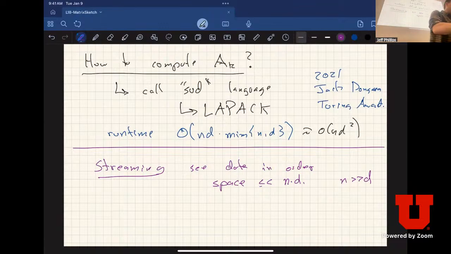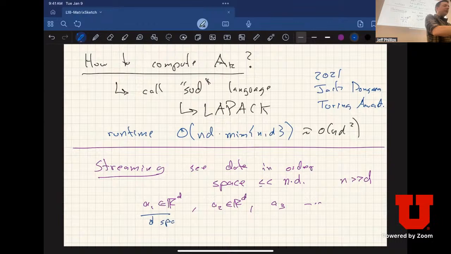So we're going to be seeing A_1, which is a row in R^D, then A_2, a row in R^D, then A_3, and so on. Each of these is D space. So I need to be able to at least store D dimensions.